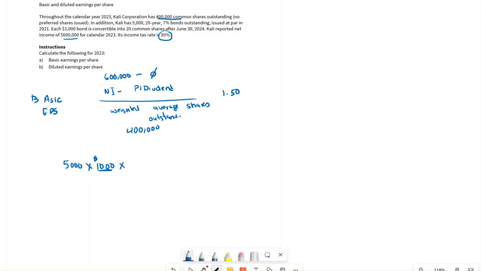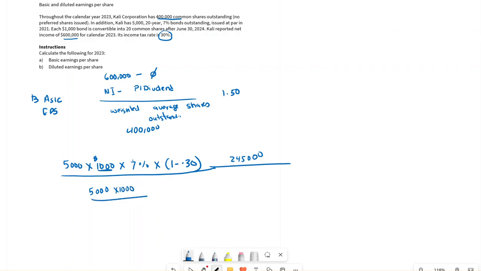What we do is multiply by the interest rate, which is 7%. Since it's interest, we multiply by 1 minus your tax rate, and that is my top number. My top number is 245. At the bottom, we have 5,000 bonds, each bond is 1,000, and each can be converted into 20 shares. So you divide it by 20.